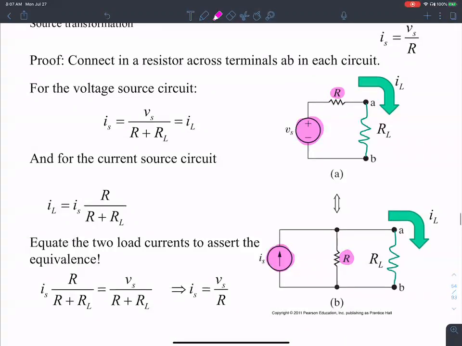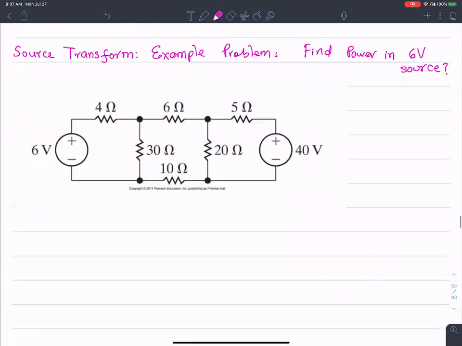Okay, let's look at a problem. Here is an example problem. The problem is, using source transformation, find the power that is dissipated, absorbed, find the power associated with the 6 volts voltage source. The problem is to find the power associated there. Okay, so what I'm going to do is simply start with the rightmost part of the circuit.